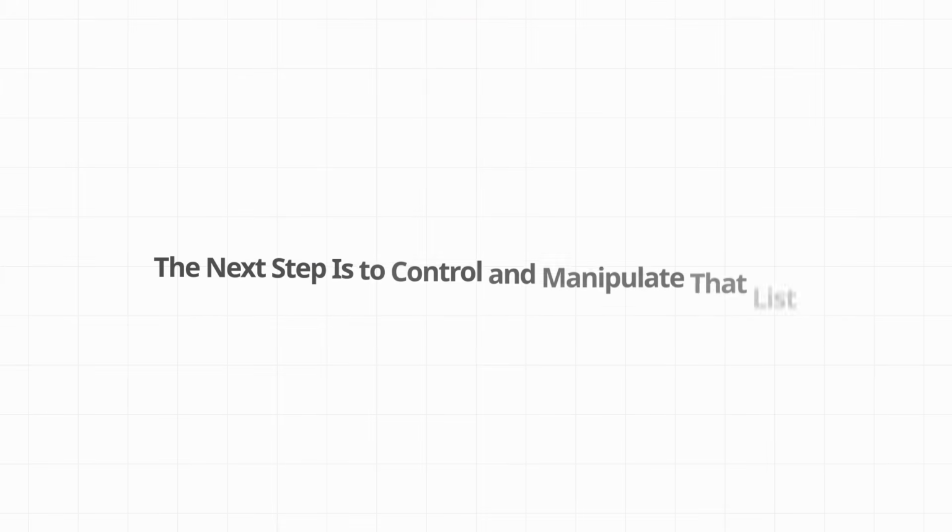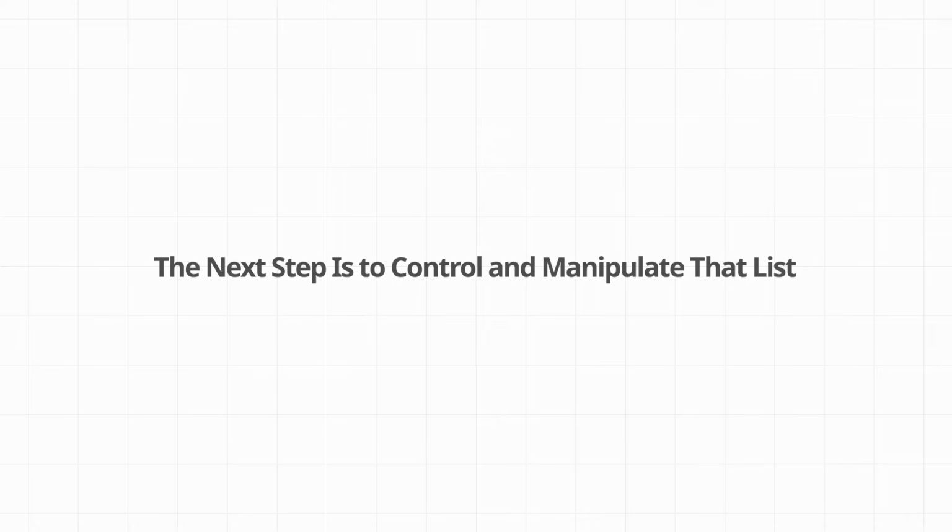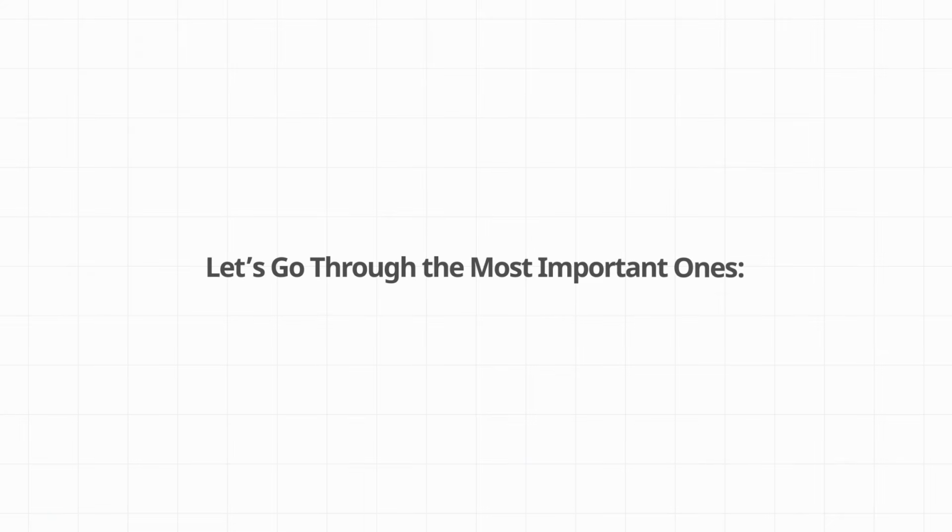Section 5. Basic list management. Now that we have created a list, the next step is to control and manipulate that list. Grasshopper provides a variety of basic tools for this purpose. Let's go through the most important ones.